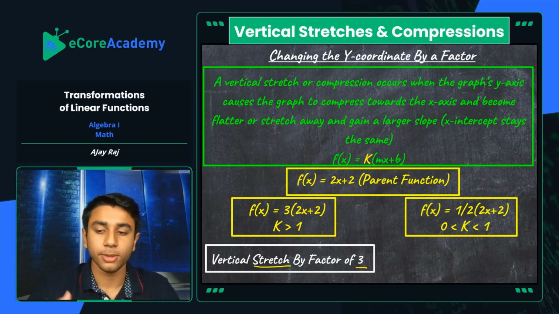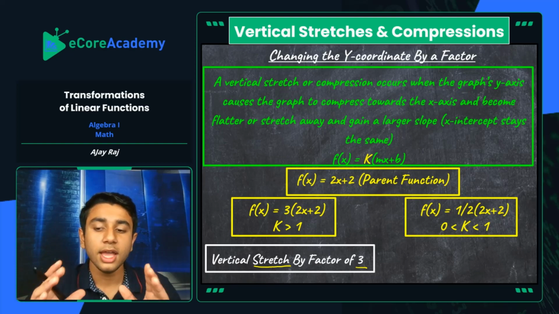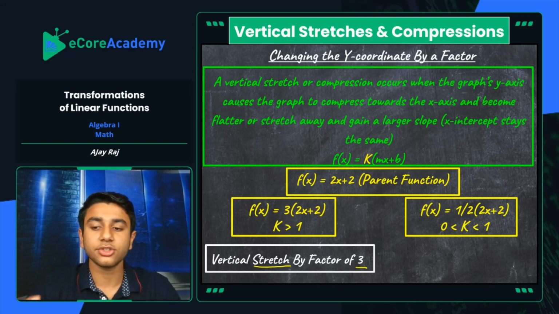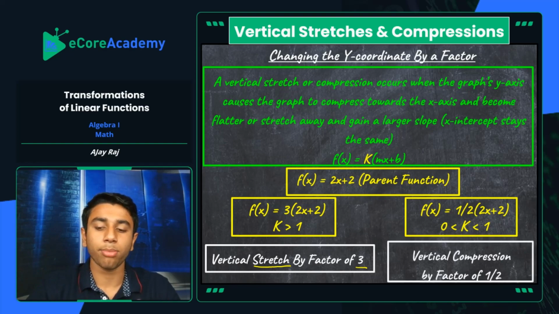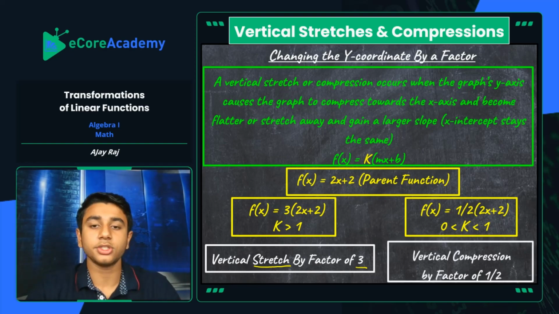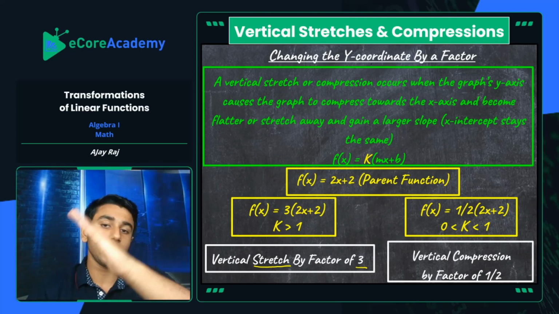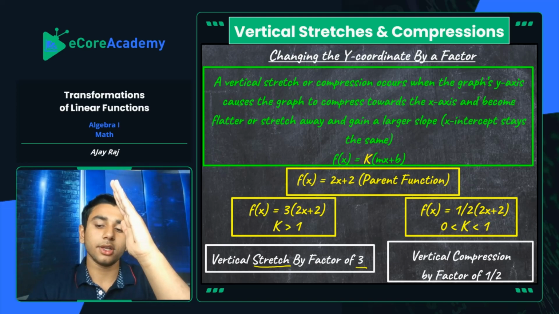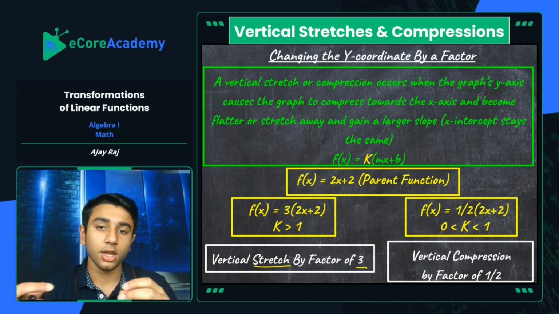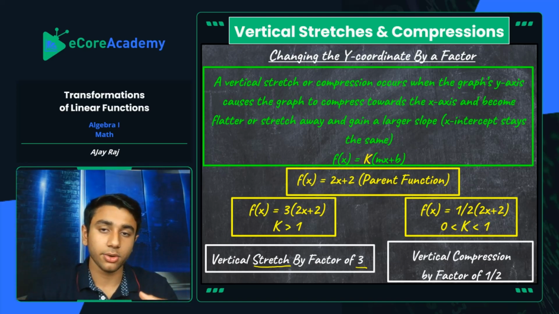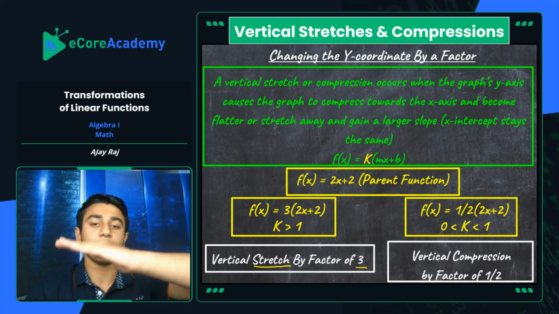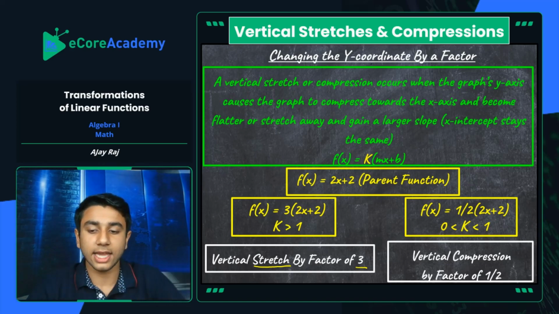We're multiplying 2x plus 2 by a factor of 1/2. And in this case, this is a property in which 0 is less than k is less than 1. So whenever k is a fraction, it's actually going to cause the graph to compress. Whenever k is greater than 1, it's going to cause the graph to stretch, so it's going to become a lot steeper. And when it comes to a compression, something between 1 and 0, when it's a fraction, it's going to cause it to flatten out and become compressed towards the x-axis.